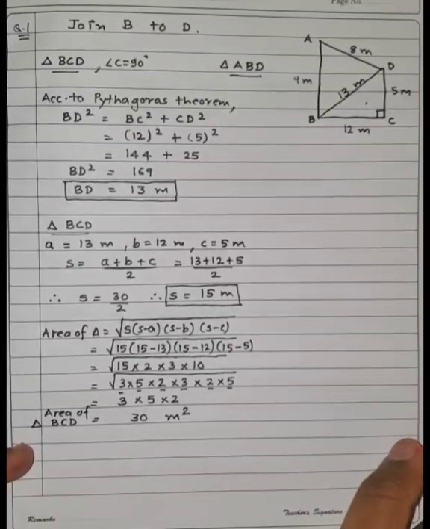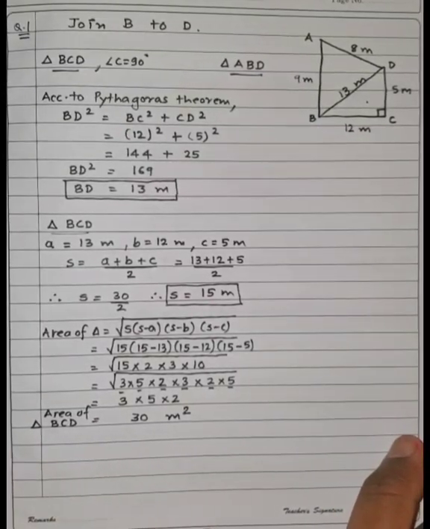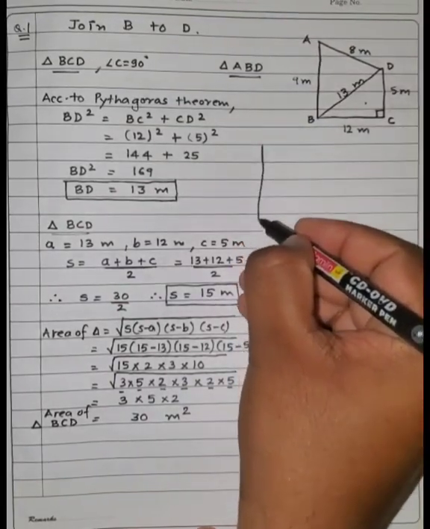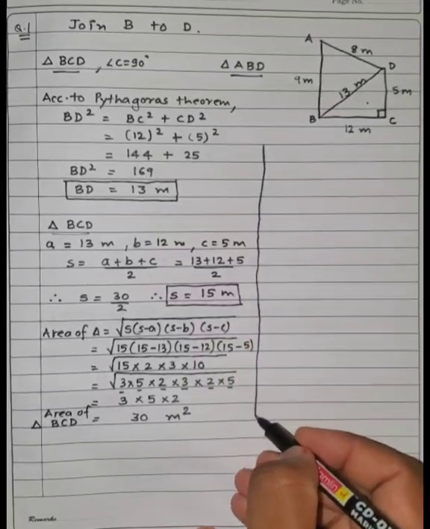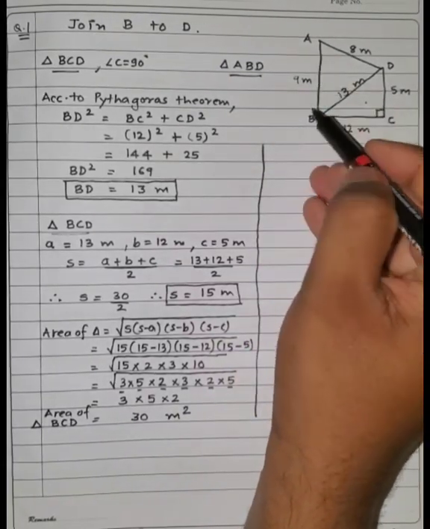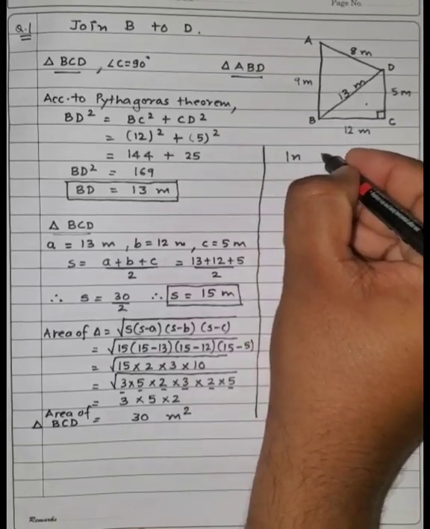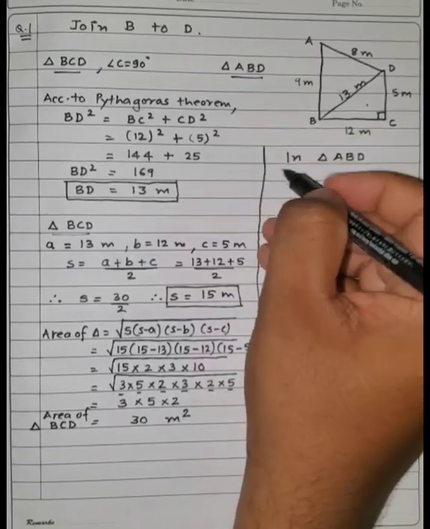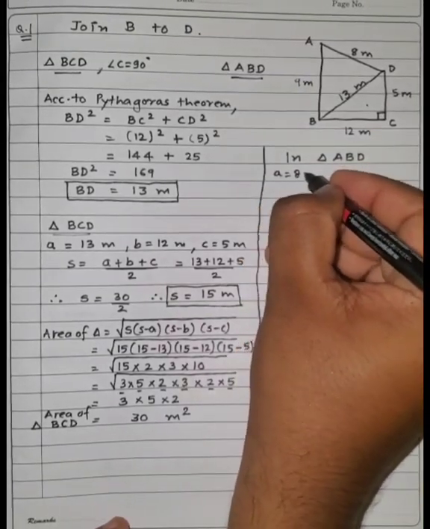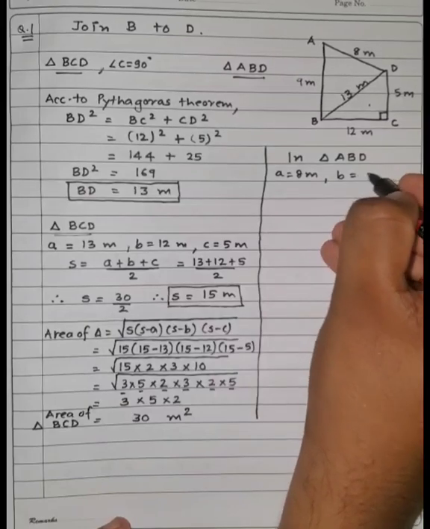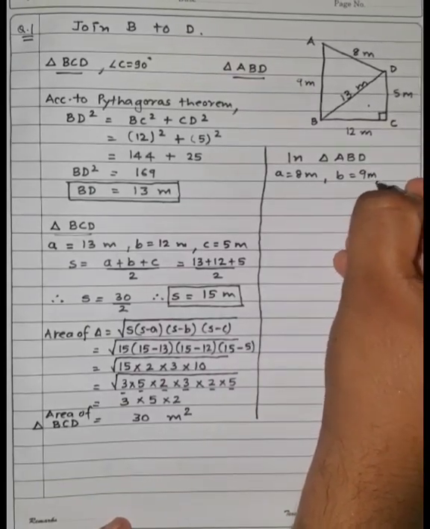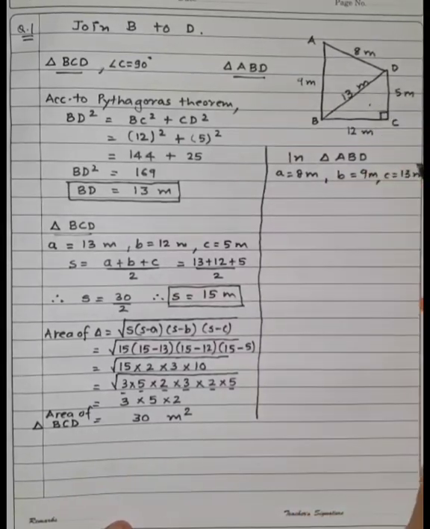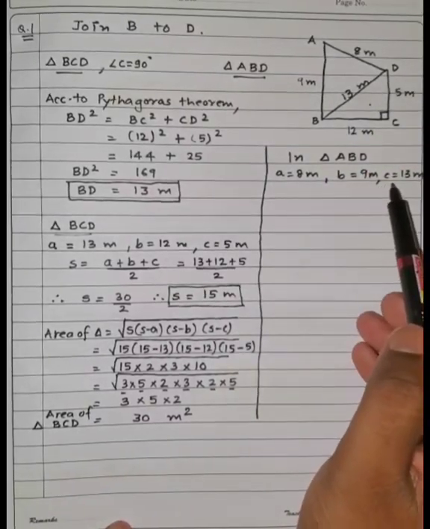Now what we shall do is similarly find the area of the other triangle also. Yeah, let us try to find it on the same page. So which was the other triangle? Triangle ABD. Here the sides are 8 meter, the other side is 9 meter, and C is 13 meters. So 8, 9 and 13. These are the three sides.